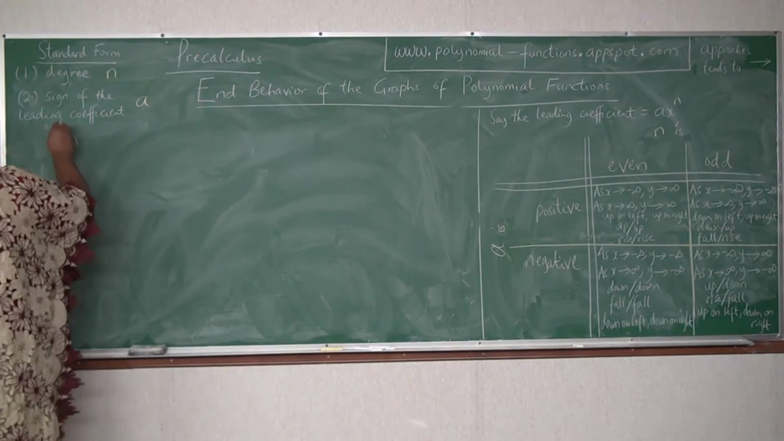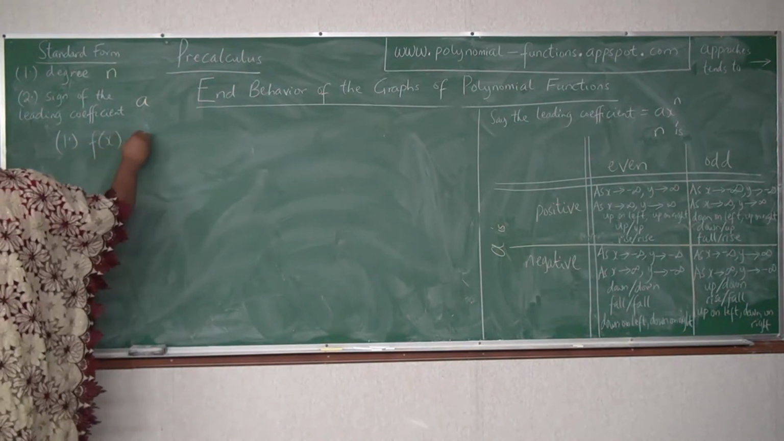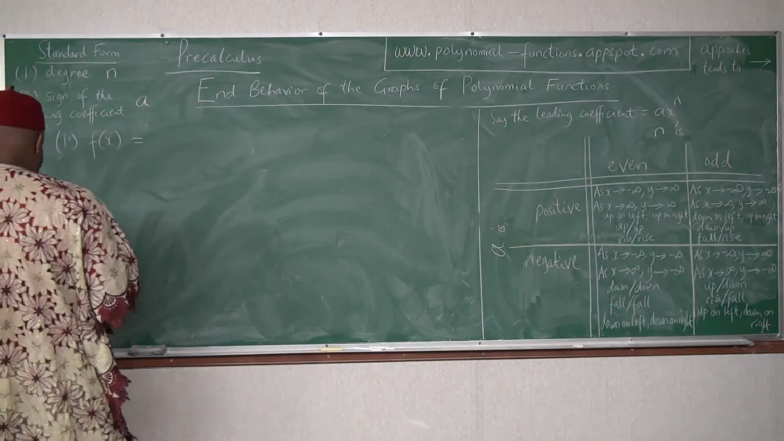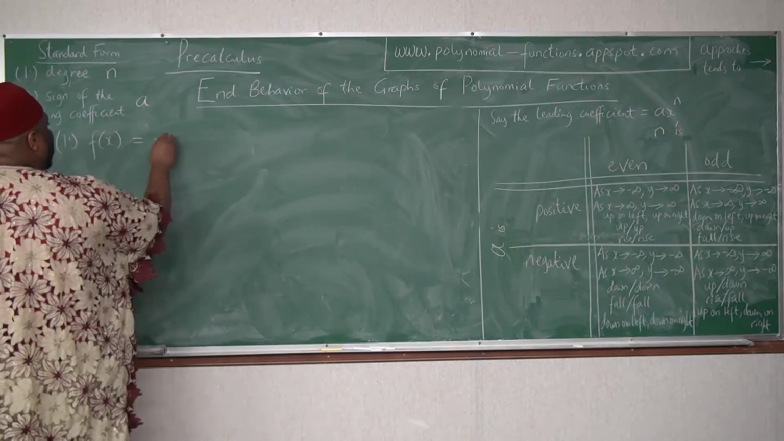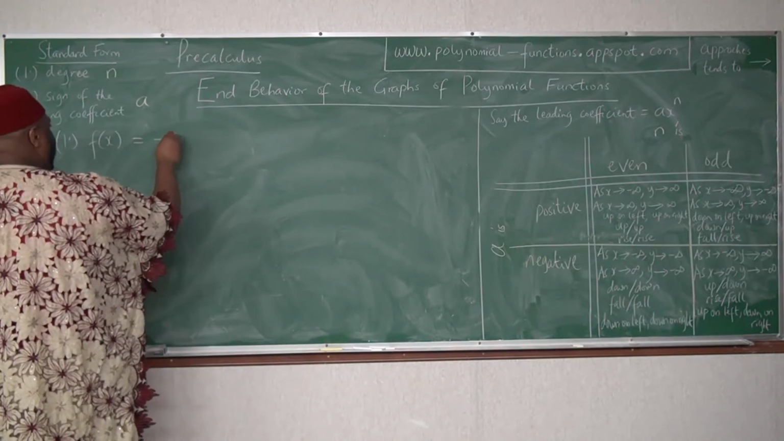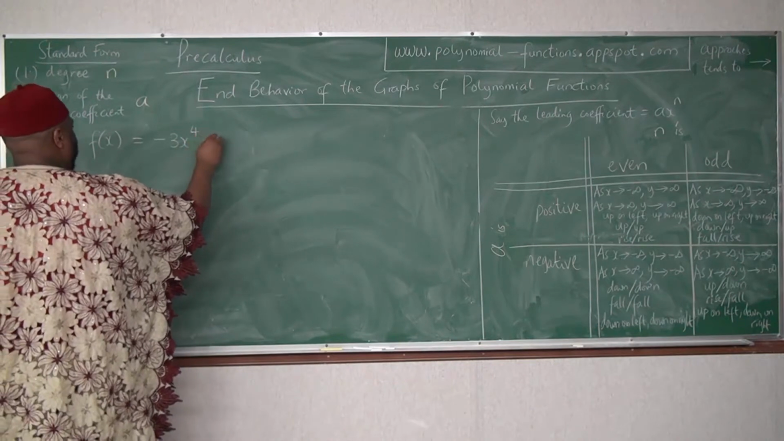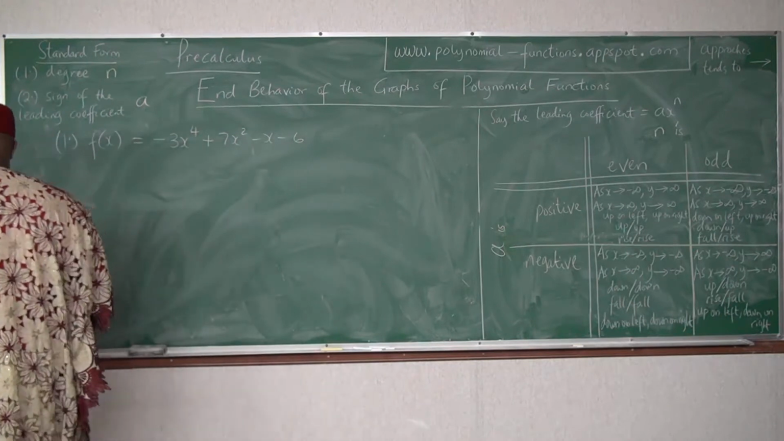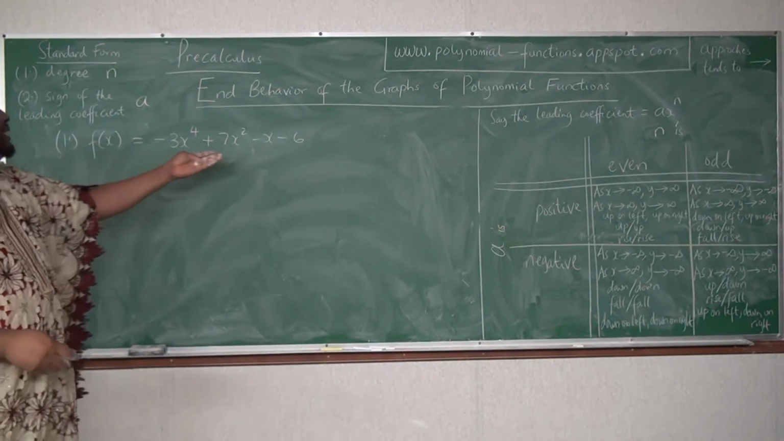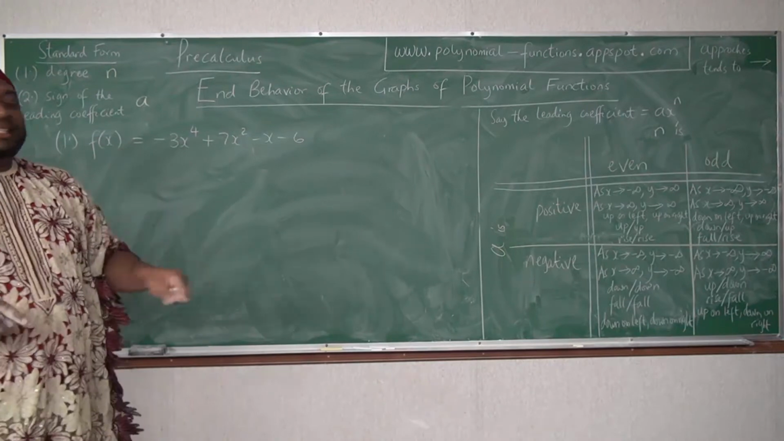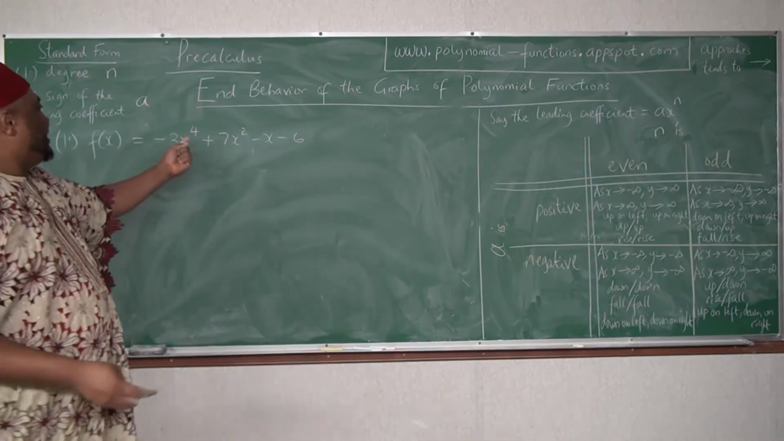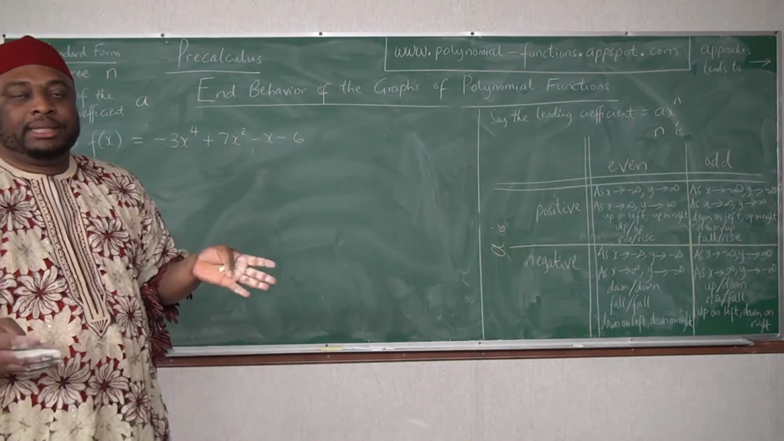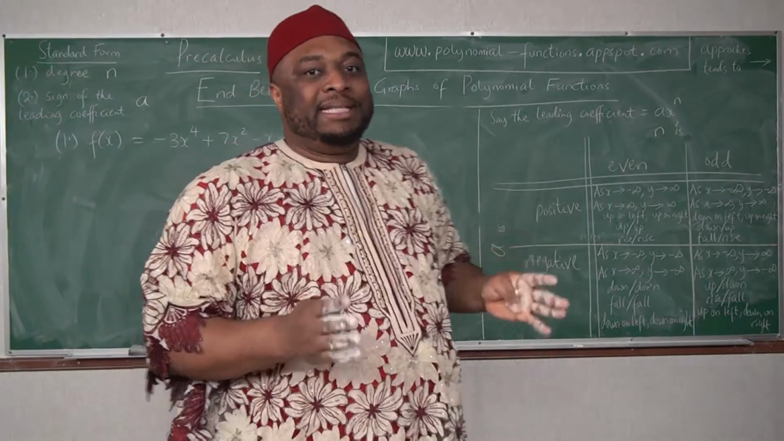So the first question I have here: f of x is negative 3x to the 4th plus 7x squared minus x minus 6. You look at this here, this is already in standard form. It is in standard form, even though it is incomplete. Okay, it is incomplete, but it is in standard form.